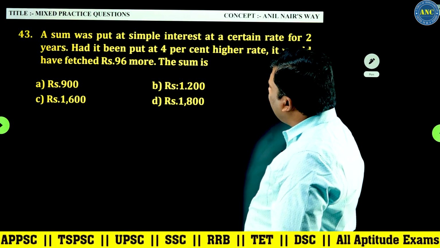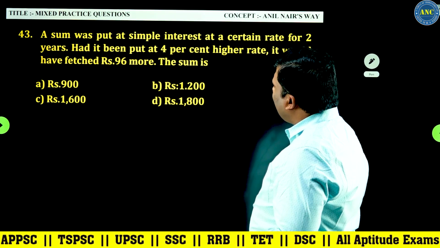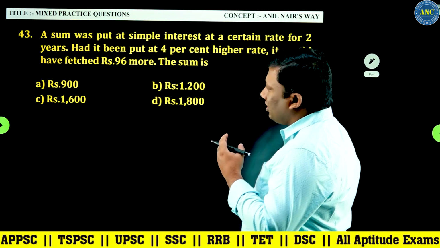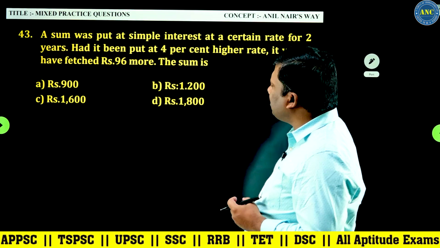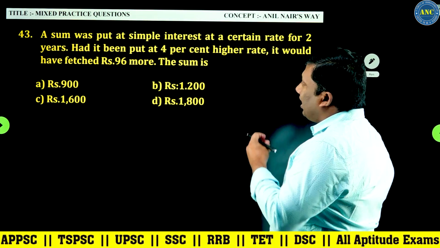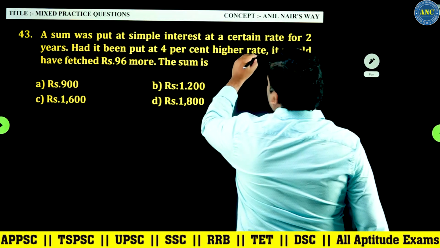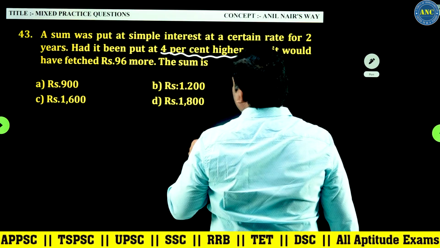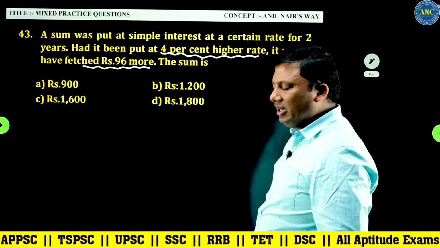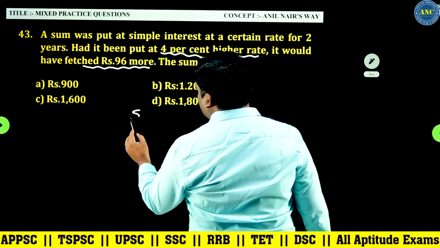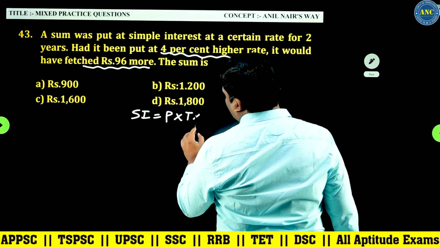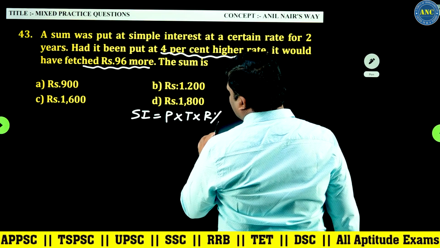A sum was put at simple interest for 2 years. Had it been at 4% higher rate of interest, the change in rate of interest is 4. Because of that, simple interest increased by 96. Simple interest is PTR percentage.